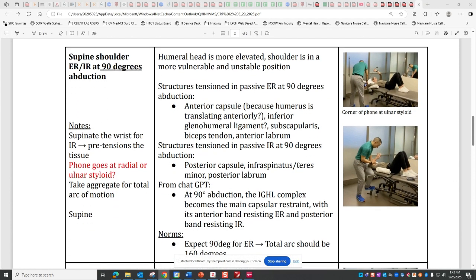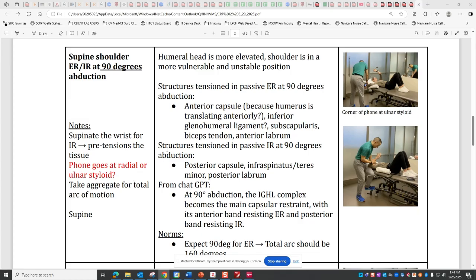Okay, next position of rotation is going to be at your 90-90. Humeral head is more, so we'll take it each in turn in each column. Supinate the wrist for internal and external. Yep, one goes on the radial styloid or the ulnar styloid. Correct. It's on the bony prominence depending on which one you're measuring. So if you're measuring the external rotation, it's on the pinky side, and then on the internal rotation, it is on the thumb or the radial side.